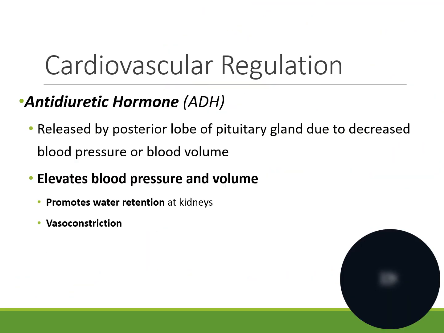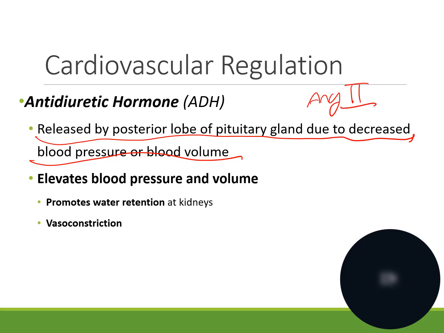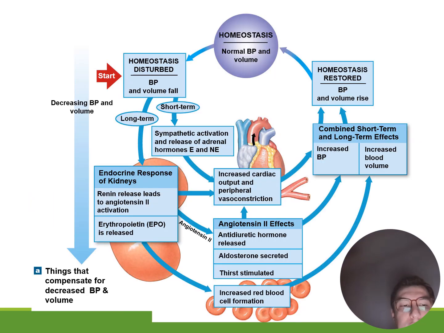We have our antidiuretic hormone released by the posterior pituitary gland to increase blood pressure or blood volume. Remember, this is an effect from activated angiotensin 2, all right? And this is helping increase blood pressure and blood volume because it promotes water retention. And angiotensin 2 is also causing vasoconstriction.